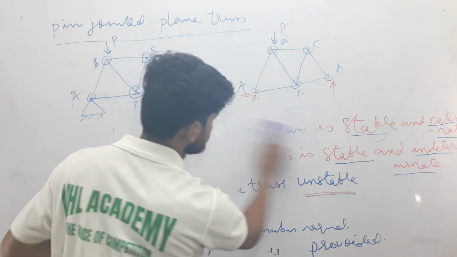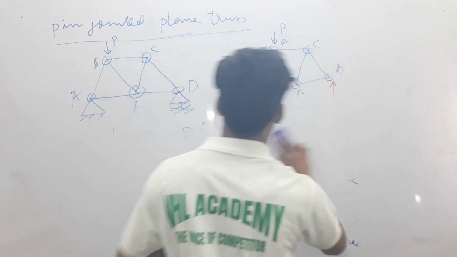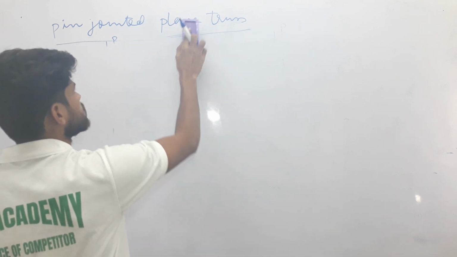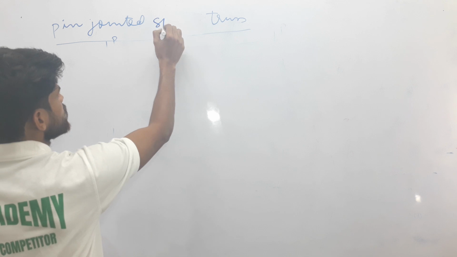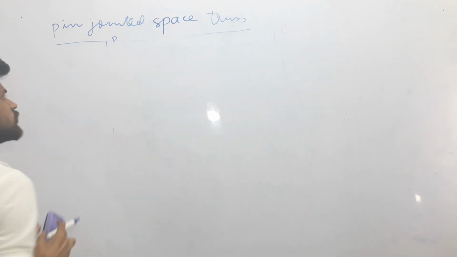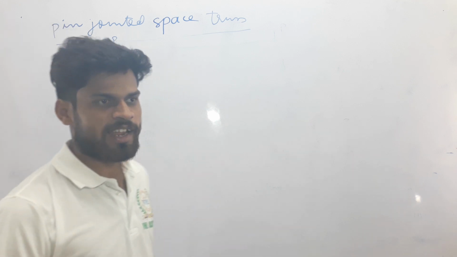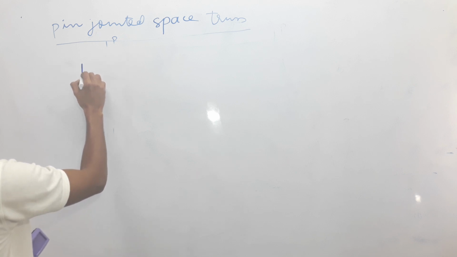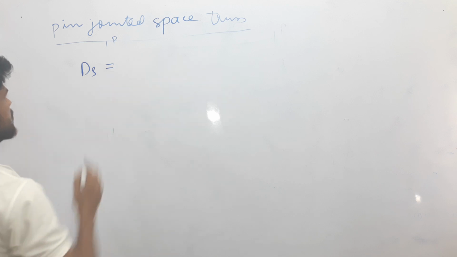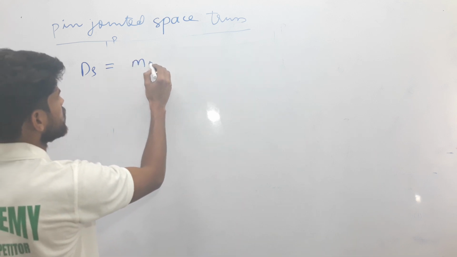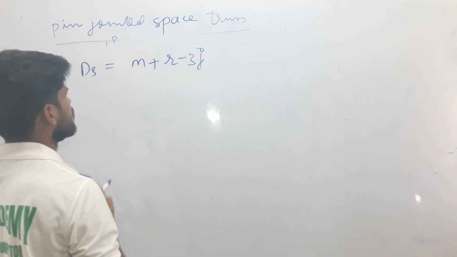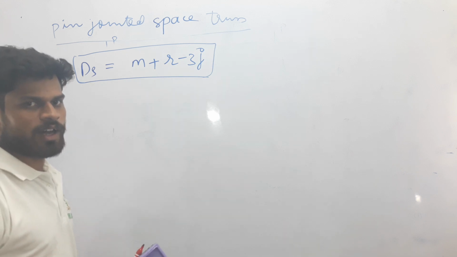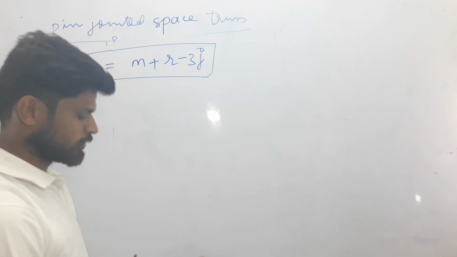The next one is for space truss, pin jointed space truss. We already discussed that in plane truss. Similarly, in space truss, the degree of static indeterminacy is equal to m plus r minus 3j, where M is the number of members, R is the reactions, and J is the total number of joints.